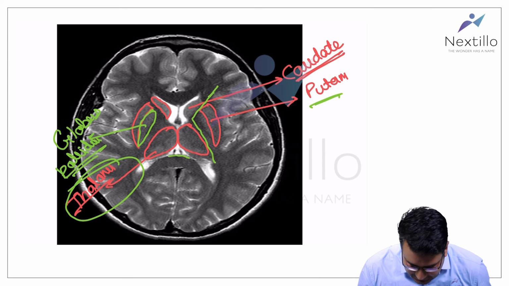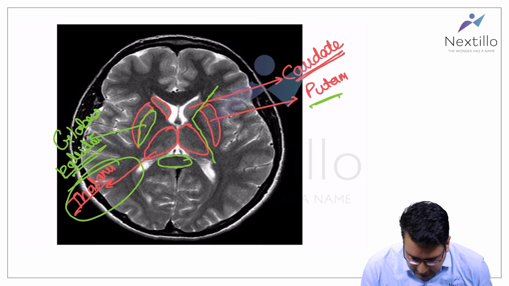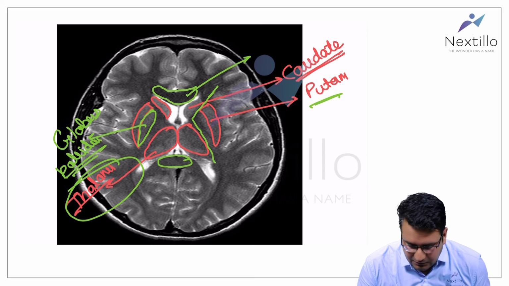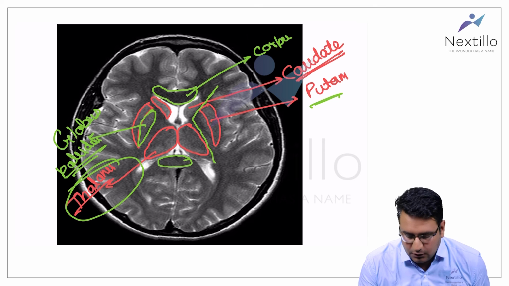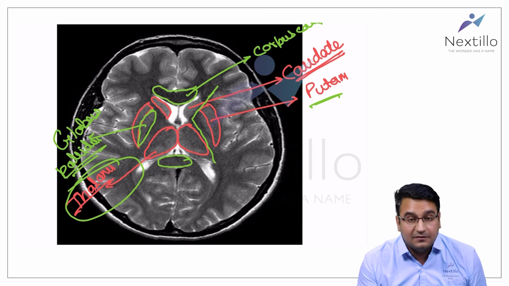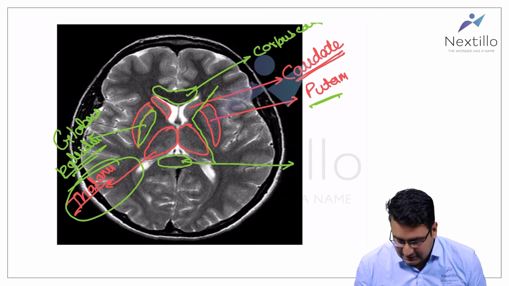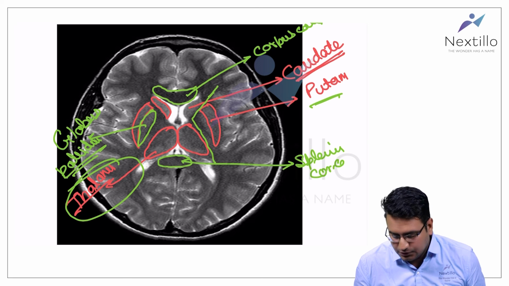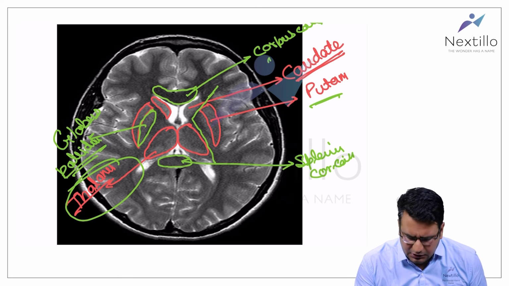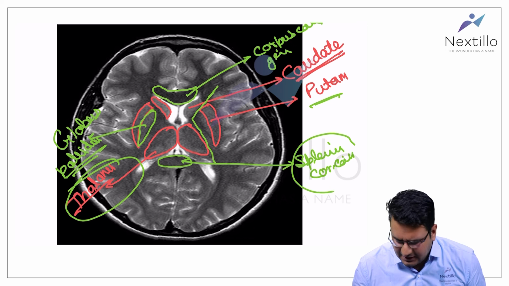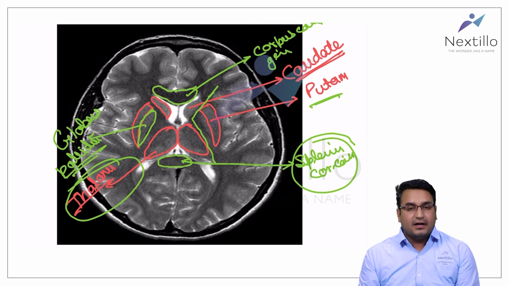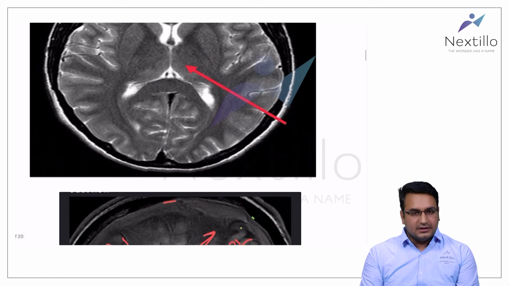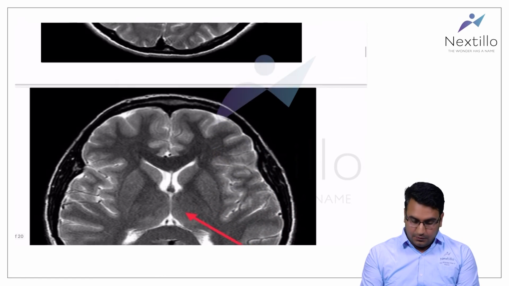What is this? And what is this? This is part of corpus callosum, which we have discussed earlier. This is splenium of corpus callosum. This part could be genu. So this is the anatomy part which we have to discuss, and it will give you multiple questions.